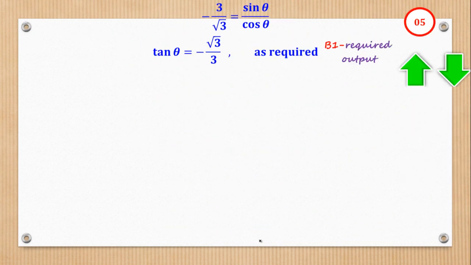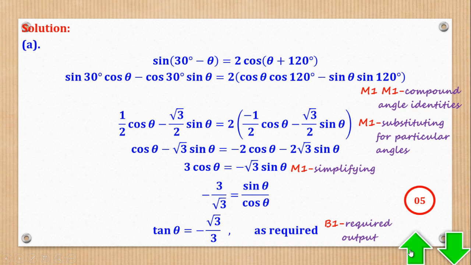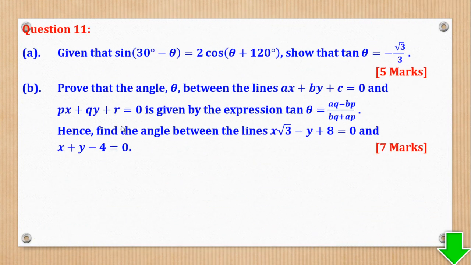Okay. Then part B, let's go to part B. Part B says, prove that the angle theta between the lines, this and this, is given by the expression this, and hence find the angle between the lines this and that.